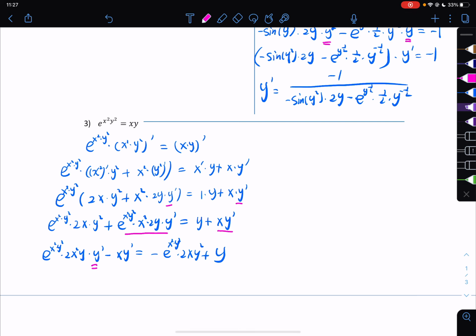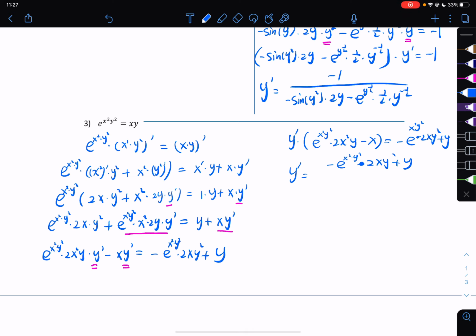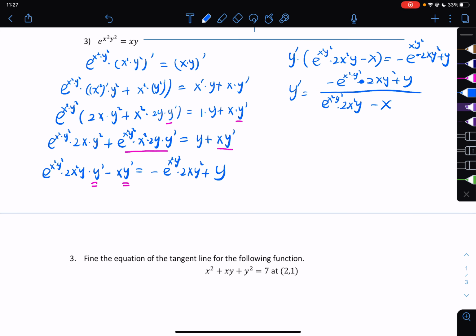So now you factor out your y prime term. What you end up with is y prime times e to the x squared y squared 2x squared y minus x, which equals negative e to the x squared y squared 2x y squared plus y. So you end up with y prime being negative e to the x squared y squared 2x y squared plus y. Sorry, multiply here, my bad. Divided by e to the x squared y squared times 2x squared y minus x. Okay, so this is what we end up with as the final answer.